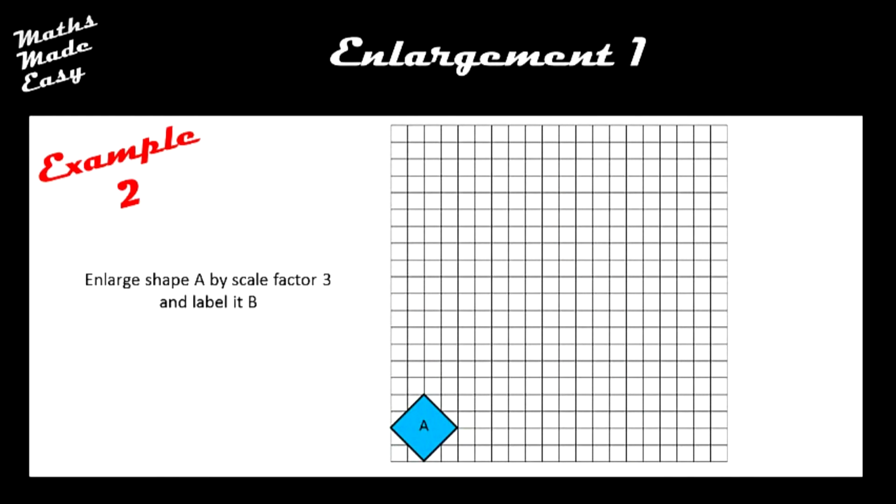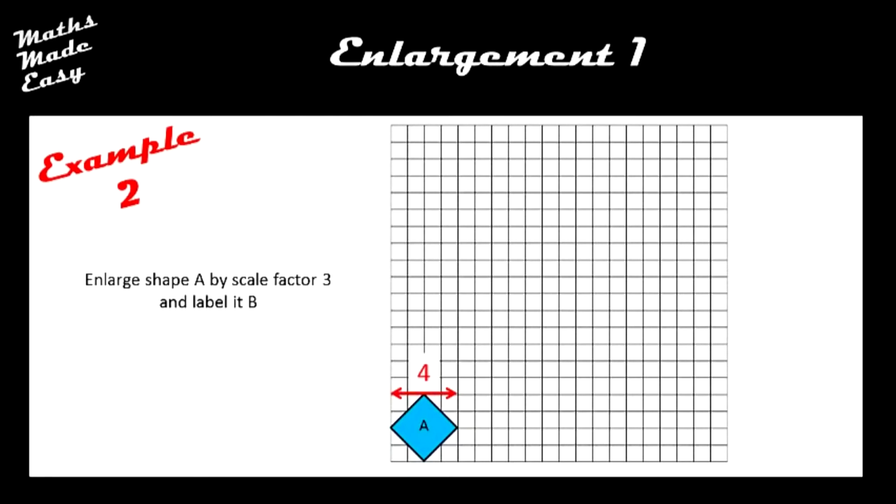In this second example, you'll notice that the shape we've got is a little bit trickier. It consists mainly of diagonal lines, and like I said in the previous example, we want to try and stay away from those diagonal lines where possible. So what we're going to do is we need to try and identify some horizontal and some vertical lines that we can then enlarge by the new scale factor in this one, which is 3.